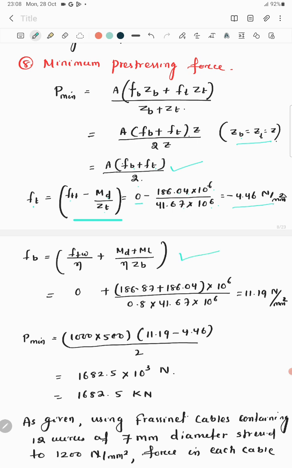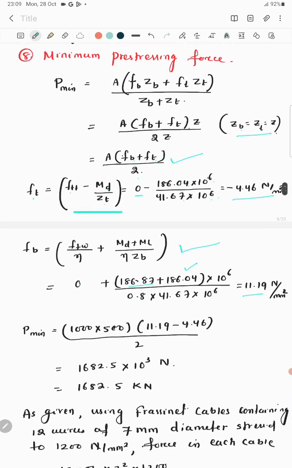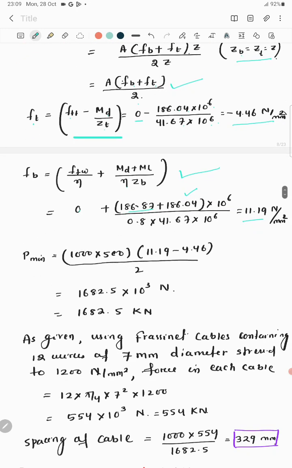Similarly, this is the expression to calculate FB, the stress at the bottom, that is equal to FTW divided by eta plus (MD plus ML) divided by eta ZB. So this first term becomes 0 as the permissible tensile stress is equal to 0, plus MD is 186.87 plus ML 186.04 into 10 to the power 6 divided by the loss factor 0.8 and ZB 41.67 into 10 to the power 6. So we got a value of 11.19 Newton per mm square. Now putting all these values in the expression of minimum pre-stressing force, that is P minimum, we got a value of 1682.5 kilonewton.